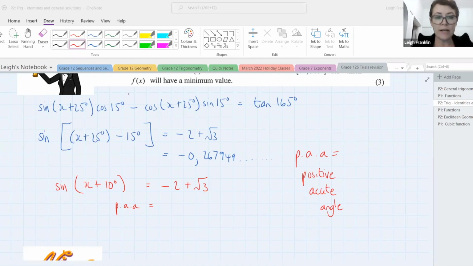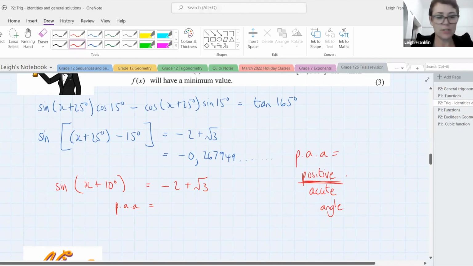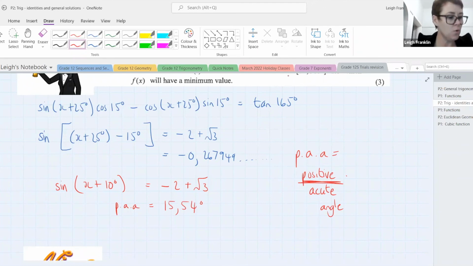Okay, but not negative, Kulani, not negative. Remember, you use the negative to determine which quadrants you're working in. Your PAA is always positive, so it's got to be positive. So it's positive 15,54 degrees. Now, in which two quadrants is sine x negative?